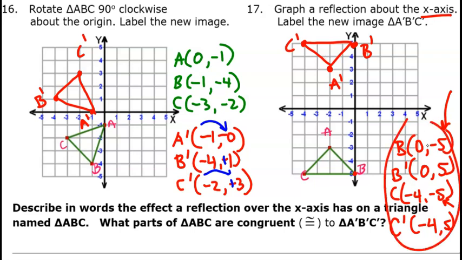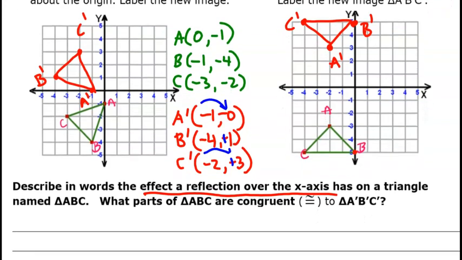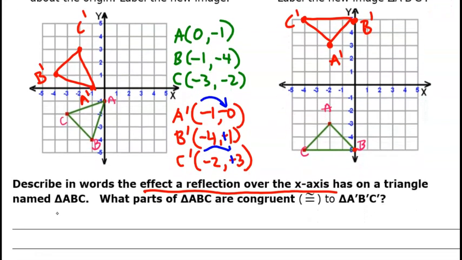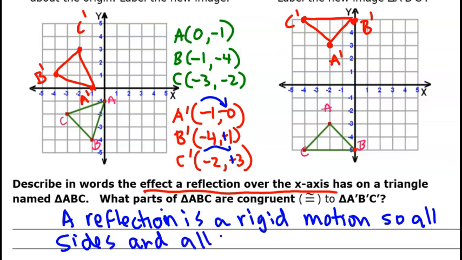The question below asks us here, describe in words the effect a reflection over the x-axis has on a triangle ABC. What parts are congruent to the new triangle A prime, B prime, C prime? So the effect is that it is a rigid motion. A reflection is a rigid motion. So all sides and all angles are congruent.